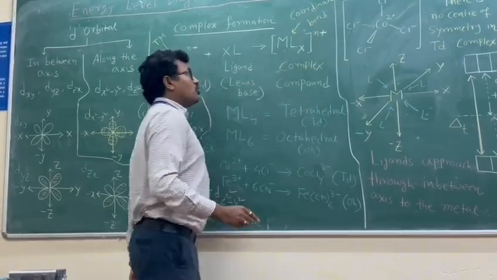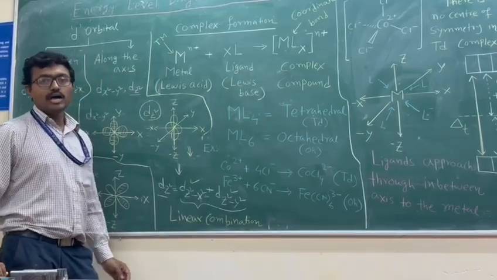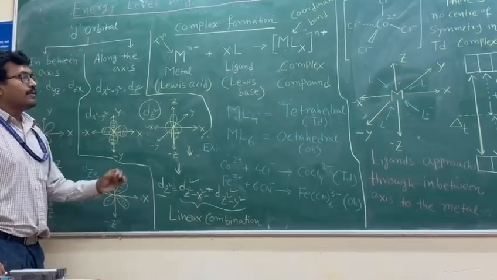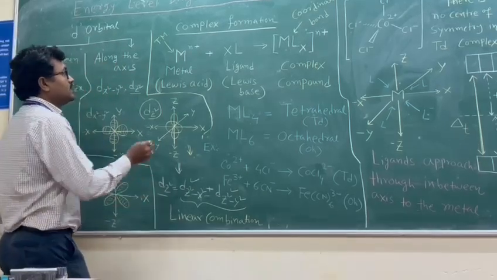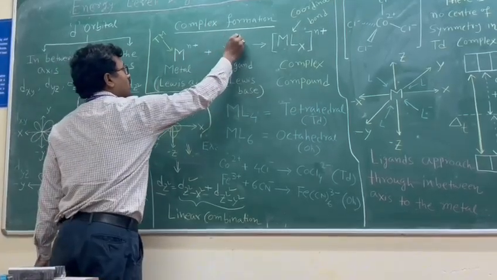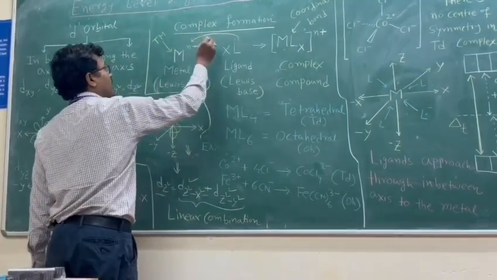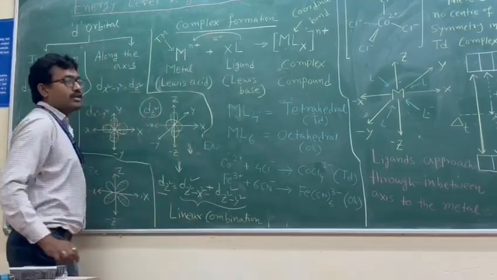Okay. So we know different types of bond: ionic bond, covalent bond. But here the bond is a different type. This is called a coordinate bond. Coordinate bond means the ligand will donate its electrons to the metal. Then it will form this coordinate bond.